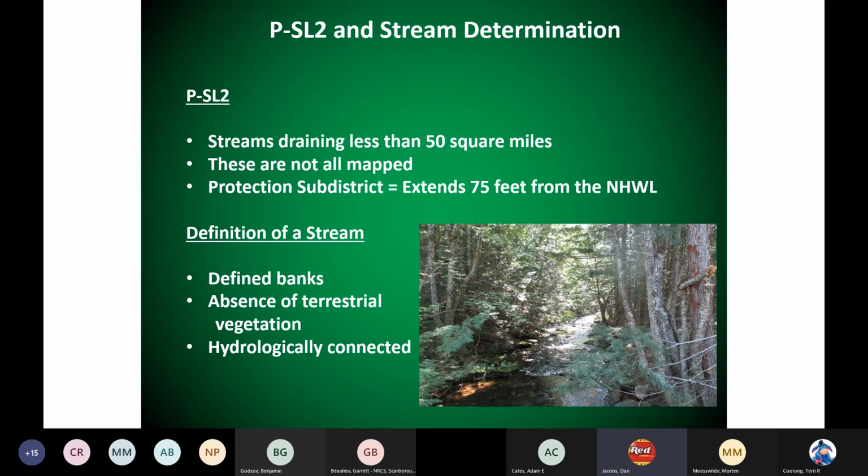So things like gullies and rills, they're not hydrologically connected. Those are not streams. Road ditches are hopefully not streams. There are cases where a road ditch will meet the definition of a stream, but generally they should not. So we're generally talking about naturally occurring water bodies that meet all of these 3 bullet points. If they don't meet one of these bullet points, there is a very good chance that they are not going to be considered a stream.